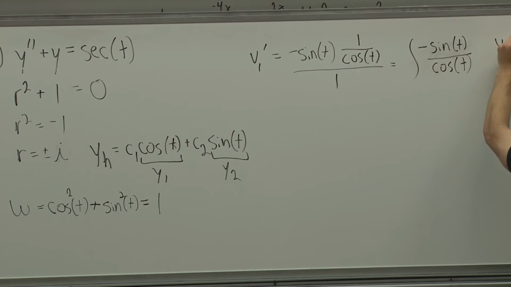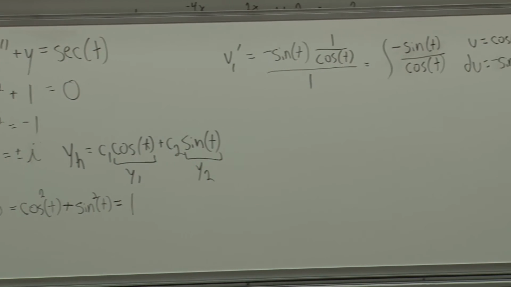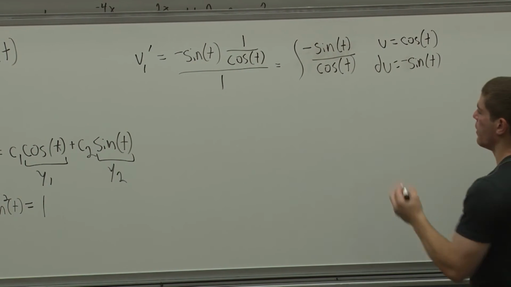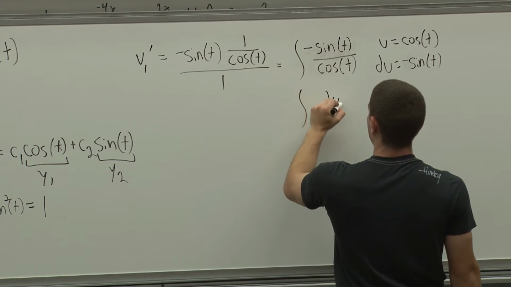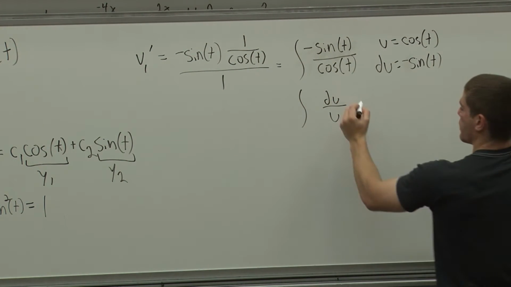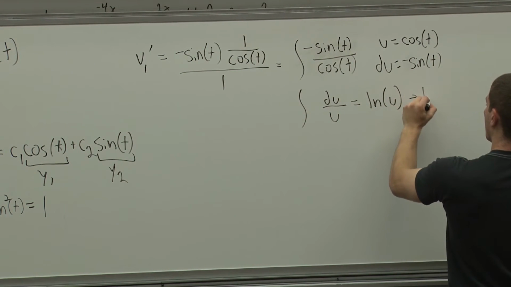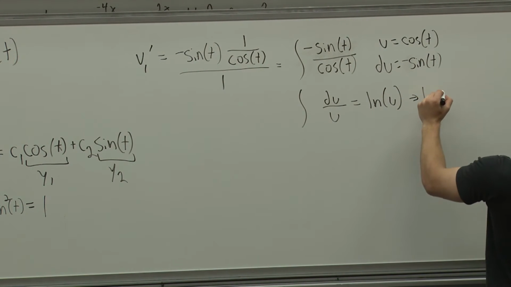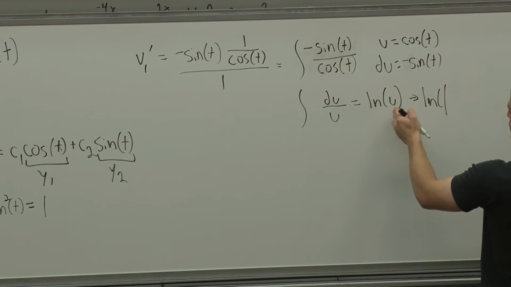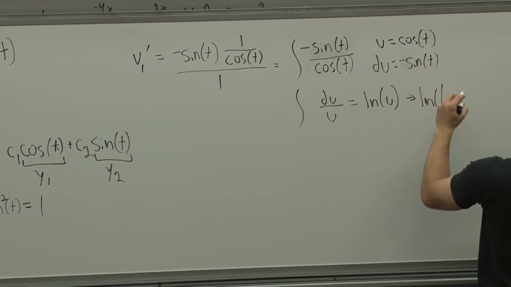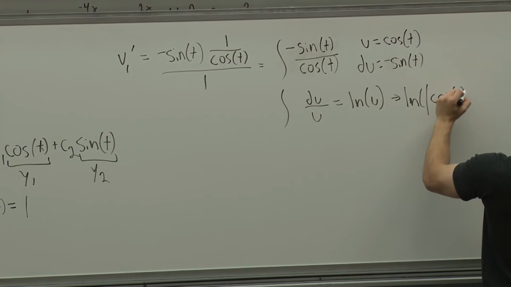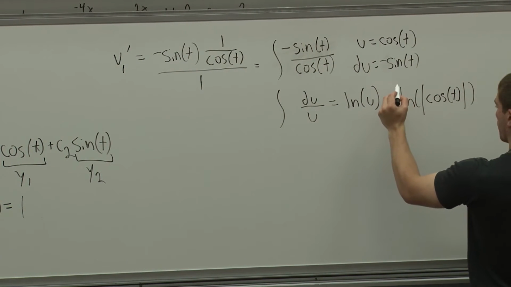So u equals cosine of t. And then our du is equal to negative sine of t. Hey, that works out perfectly. You're going to end up with the integral of du over u. And the integral of that is going to be natural log. So natural log of u, which is technically the natural log of the absolute value of u, which is cosine of t. And that's it.